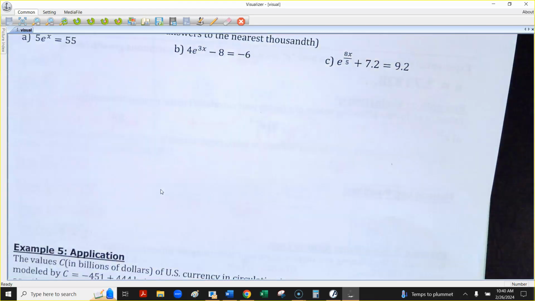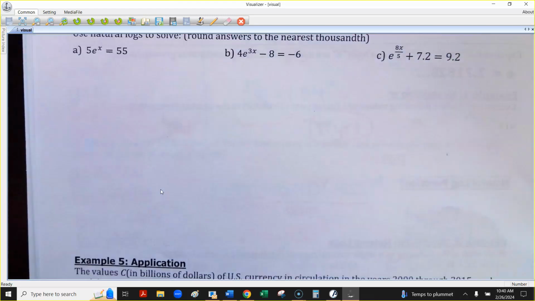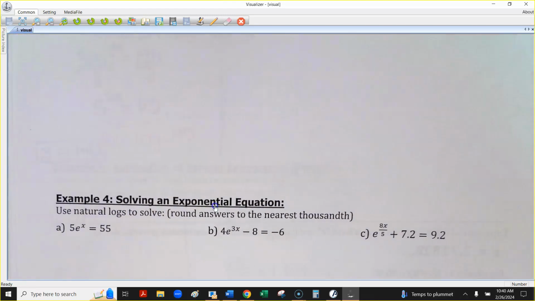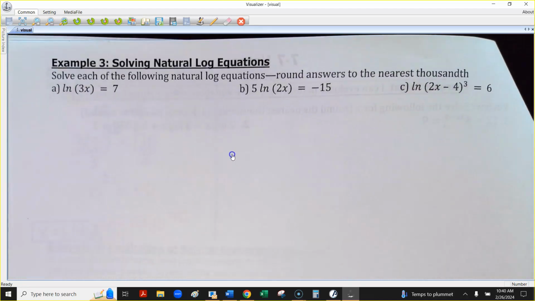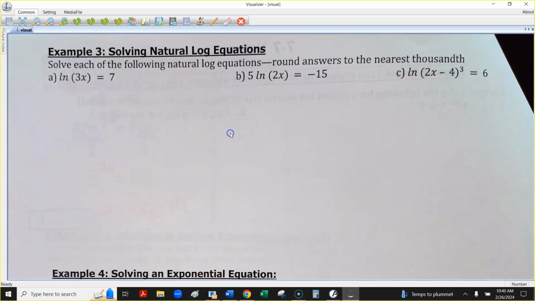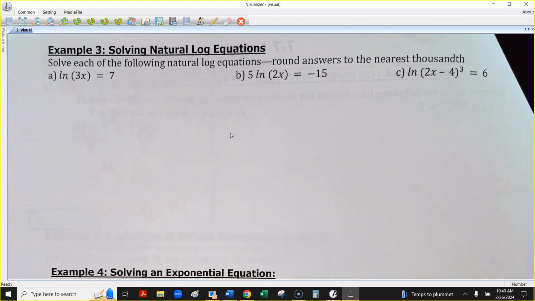Okay. Now, we're going to solve some equations. Okay, now here's what you have to remember. If you see the ln, the natural log, log natural, whatever you want to call it, these most of the time are not going to have nice answers.